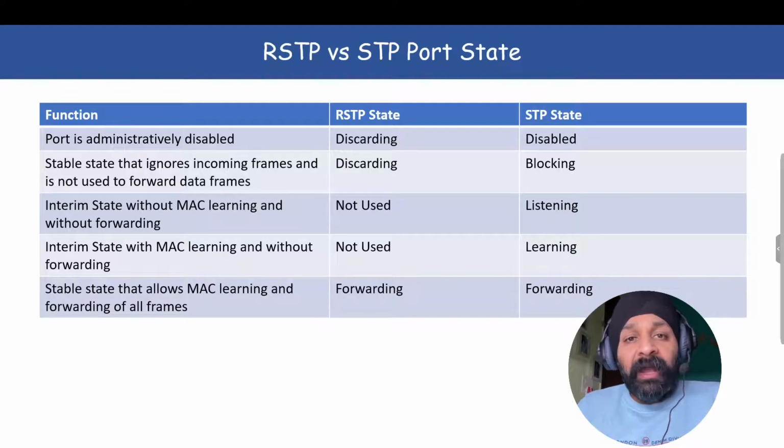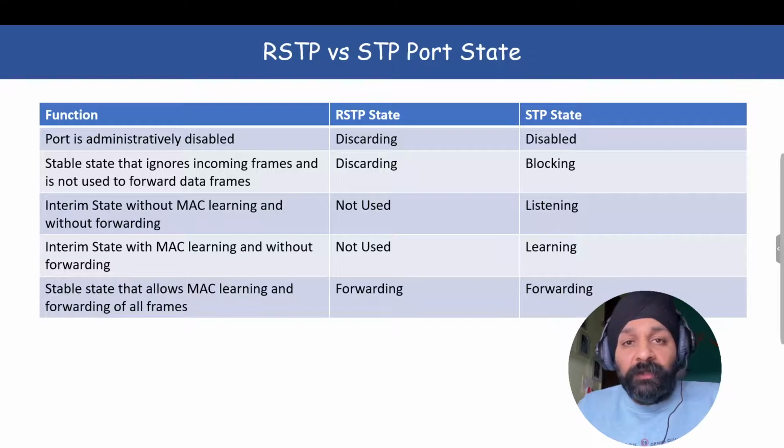So when we compare RSTP to STP, STP has 5 different states. It's either forwarding, discarding or disabled, learning or listening. But RSTP basically has only 2 states. One is forwarding and one is discarding. So if the port is disabled or in the alternate or backup state, it will just be discarding. And if it's forwarding, then it will just be forwarding. That means it will be either a root port or a designated port, and it will be forwarding the frames.